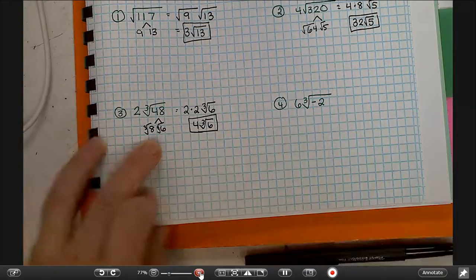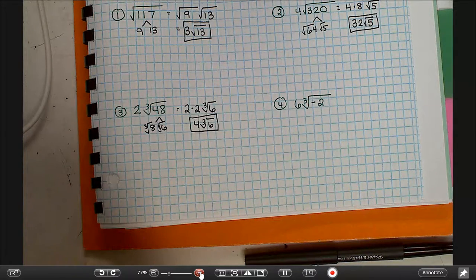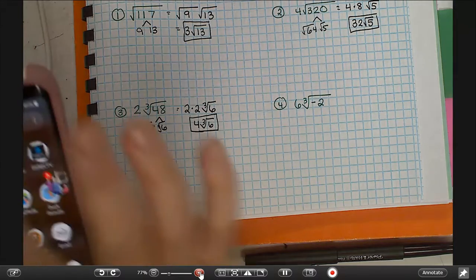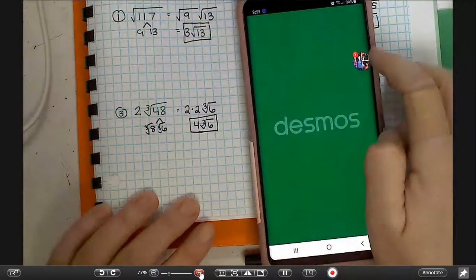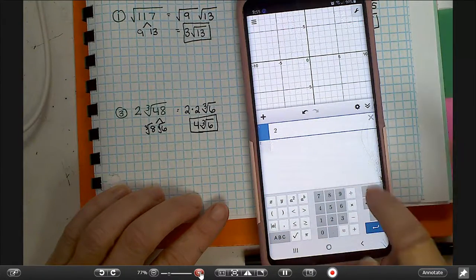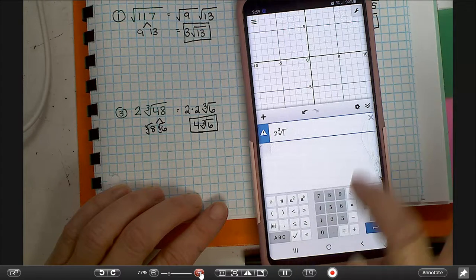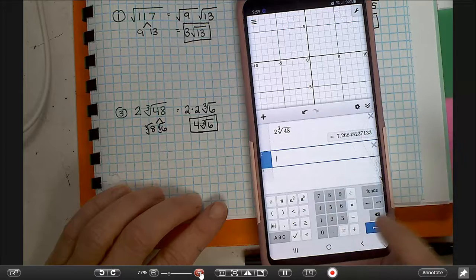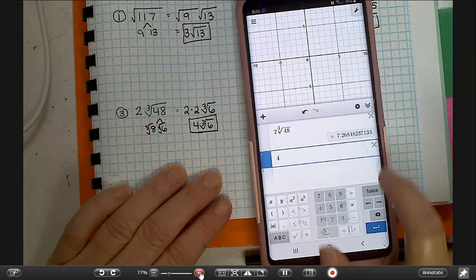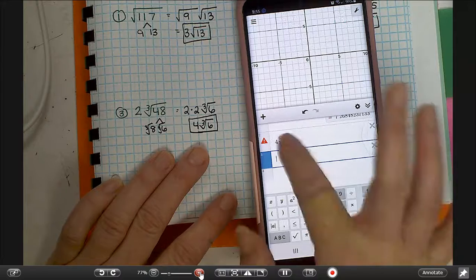Okay. And just as a side note, can you check your answers in Desmos? Of course you can. Let me pull up Desmos. Probably should have had that already. And you can just, actually, I'm pretty sure you can. Let me make sure. 2 times the cube root of 48. Oh, I guess you can check it that way. And then 4 times the cube root of 6.